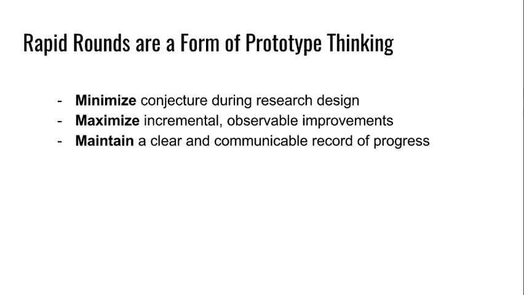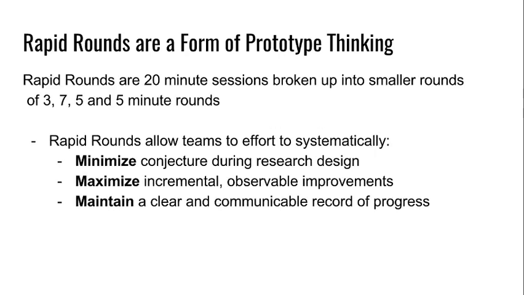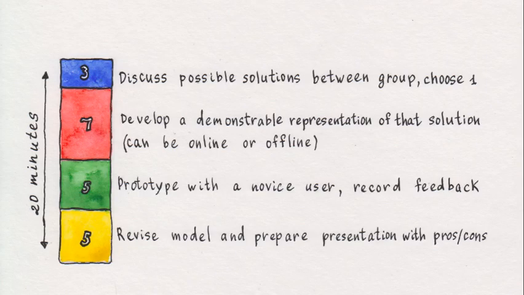Rapid rounds are this form of prototype thinking that are meant to minimize conjecture during research design, meaning it's meant to minimize how much work you do based on assumptions versus observable elements. It's supposed to also maximize the incremental, improvable observations that you're seeing in your design, analyses, and coding, and it will help you, I guarantee, to maintain a clear and communicable record of progress. So we do this by doing 20-minute sessions broken up into small rounds of 3 minutes, 7, 5, and 5-minute rounds. And it looks like this.